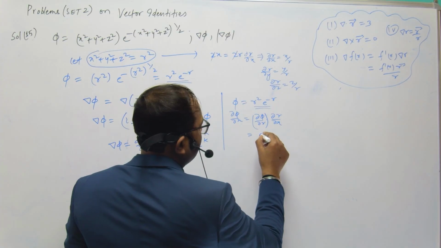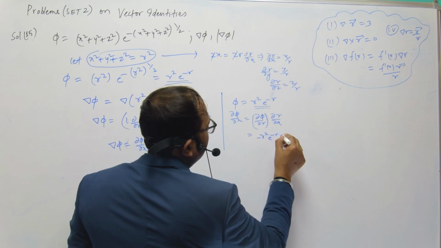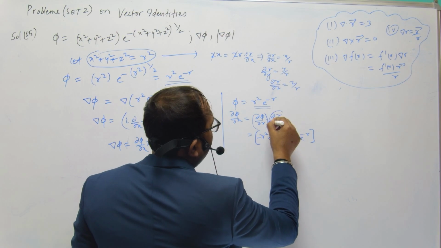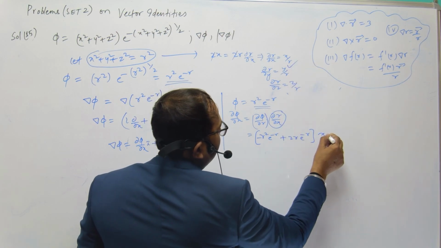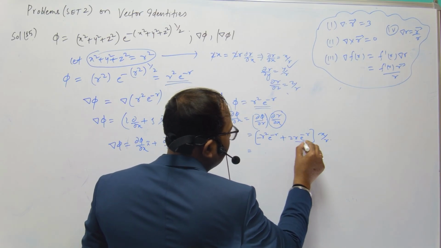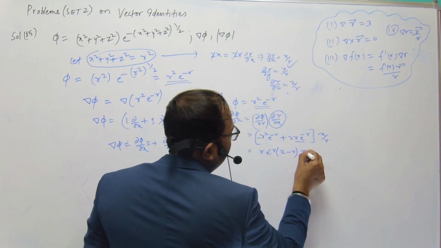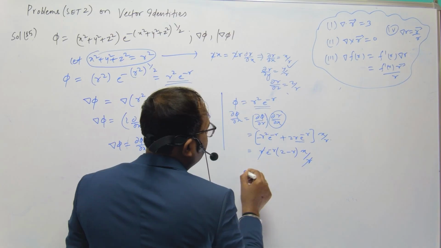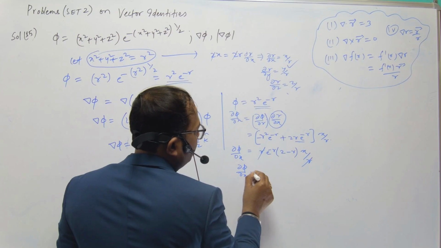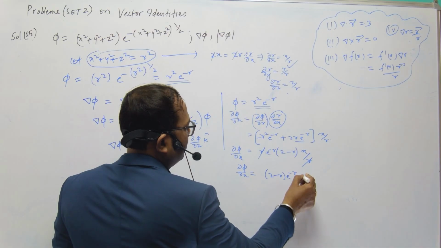So we have r² into the differentiation of the second function, that is minus e^(-r), plus 2r into e^(-r), into ∂r/∂x, which is x/r. Let us take r e^(-r) common, into x/r. This r gets cancelled, so we have ∂φ/∂x equal to (2 - r) e^(-r) into x.